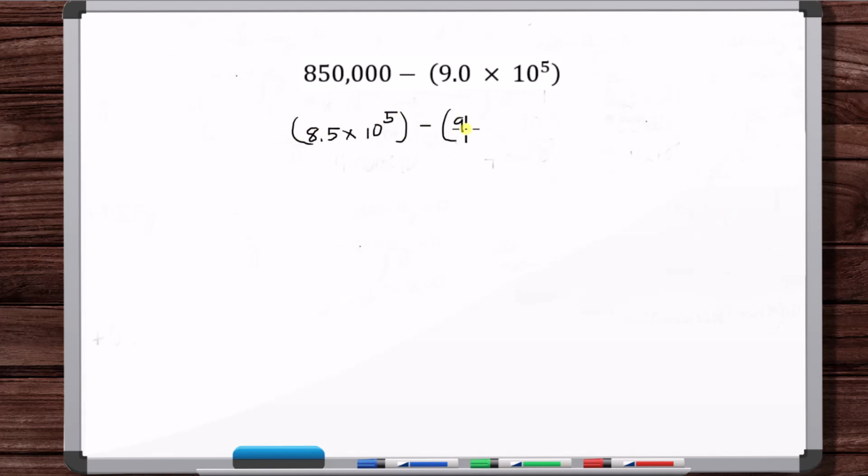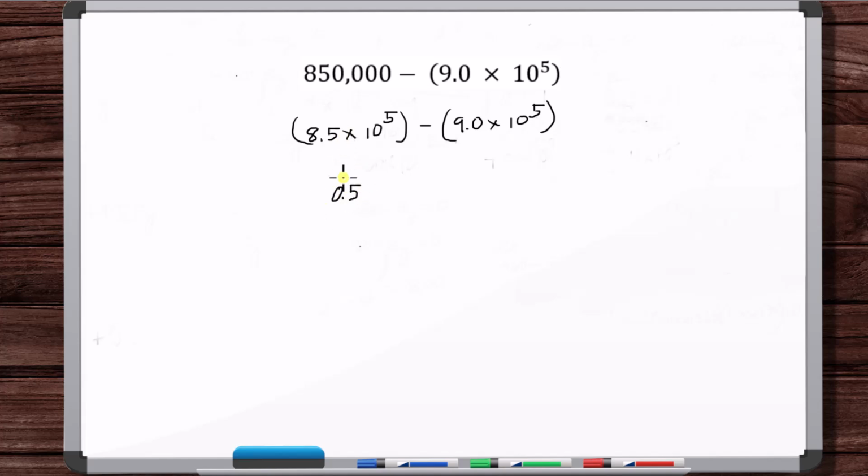Minus 9.0 times... All right, 8.5 minus. So now the exponents are the same here, so we can just subtract 8.5 and 9. 8.5 minus 9 is what? Just negative 0.5.